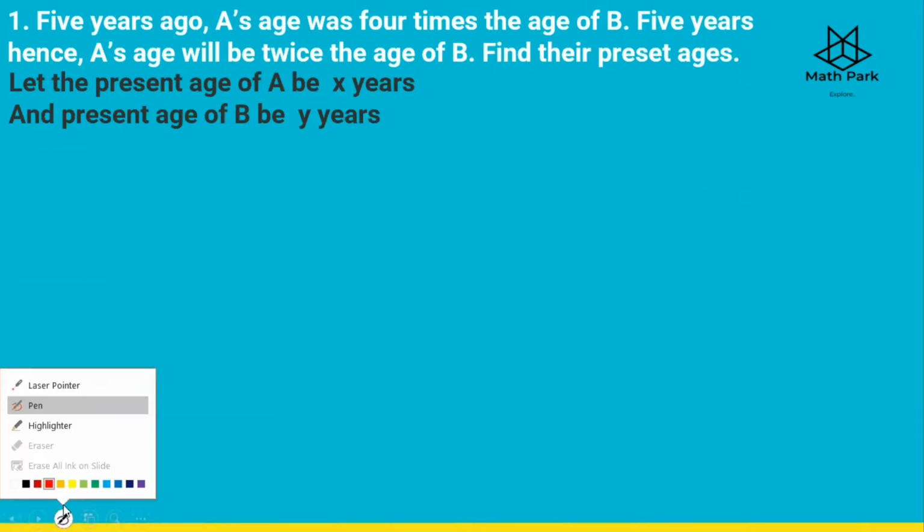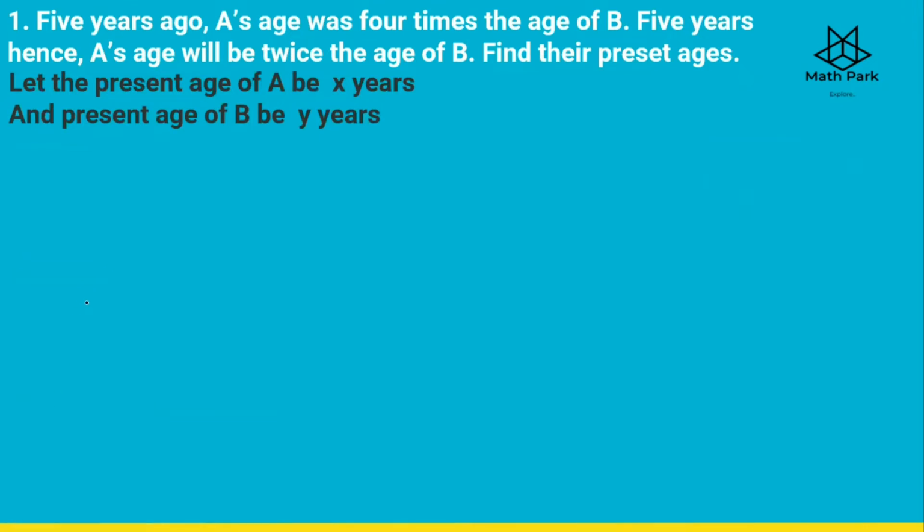And then let us read the conditions carefully. So what does the condition say? 5 years ago, the age of A was X minus 5, and the age of B was Y minus 5. So this is the condition now.